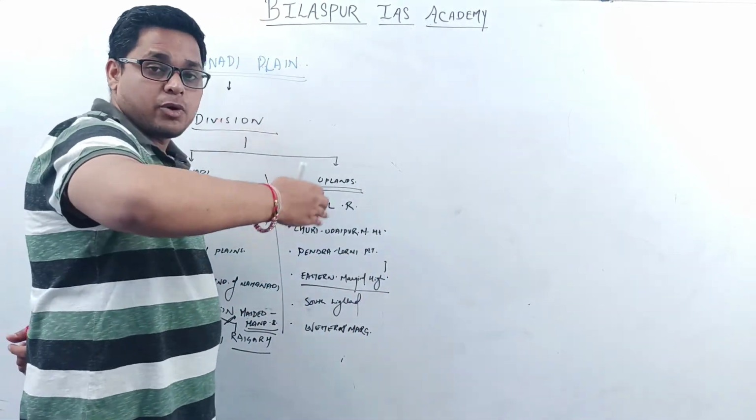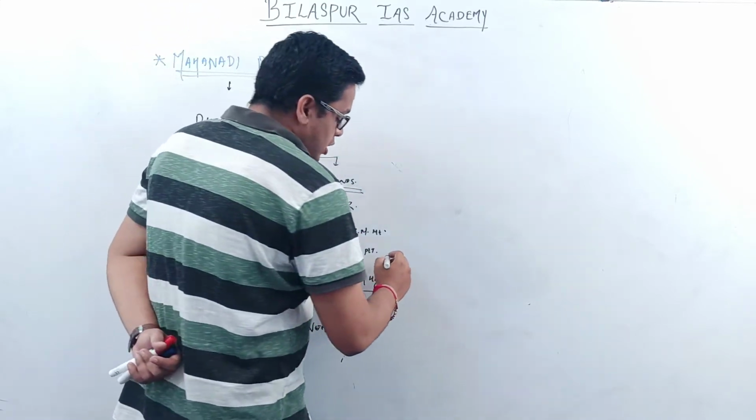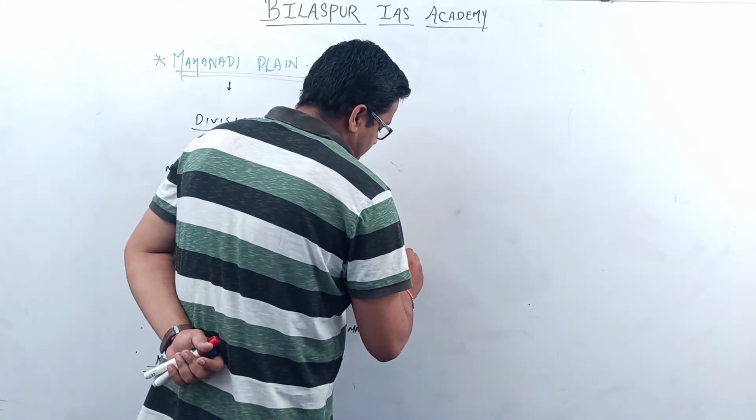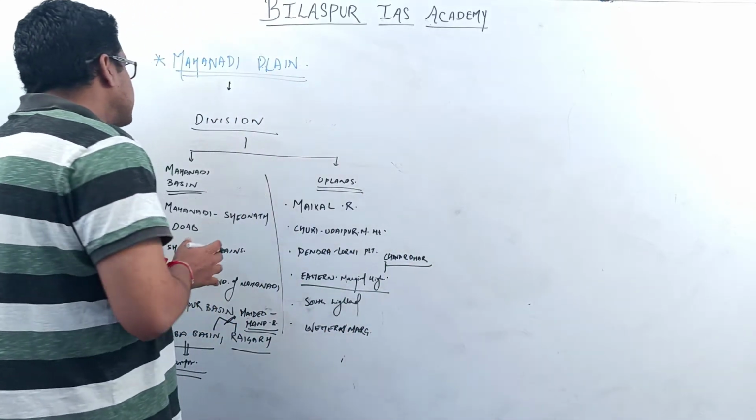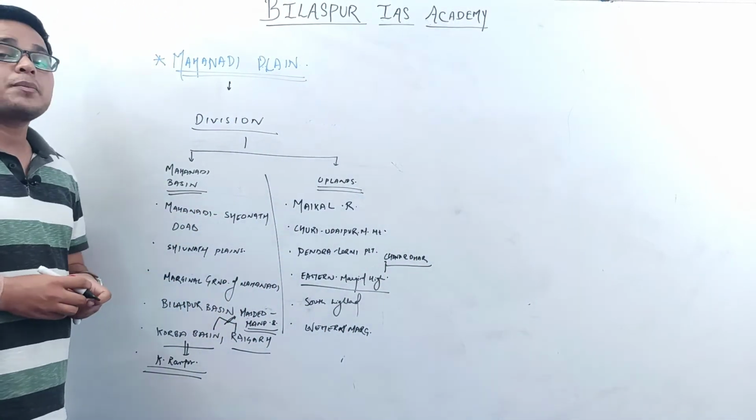In this eastern marginal highland, if we look above it, we have the Sarangarh highland, and above the Sarangarh highland we have the Chavardhar mountains. Okay, Chavardhar. So these are the various sections or divisions of this particular Mahanadi Plain.